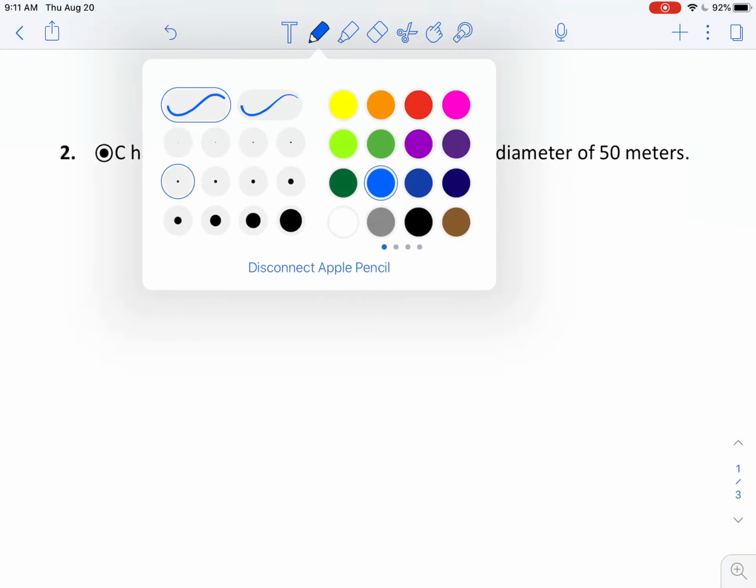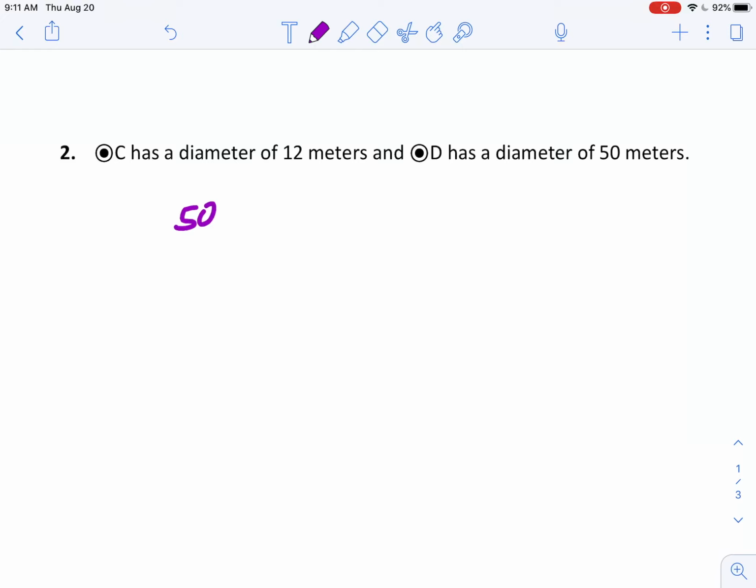Doing the same process for example 2, I'm going to go 50 over 12. Now, even though these are diameters, they're both diameters, so they're similar parts of the circle. Now, I don't need a calculator for this. I know they're both divisible by 2, so I can get 25 over 6, and there are no factors of 6 that go into 25, so my scale factor here is 25 over 6.